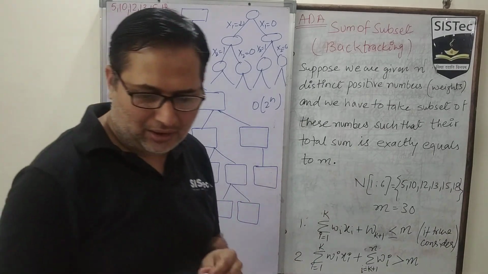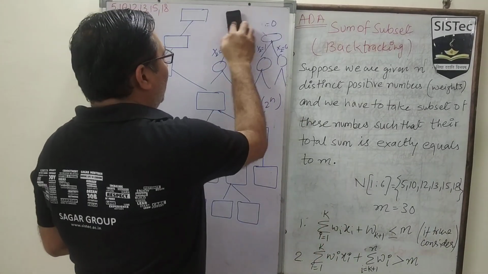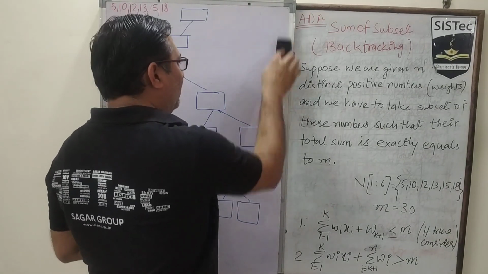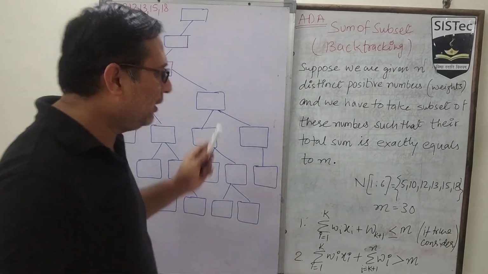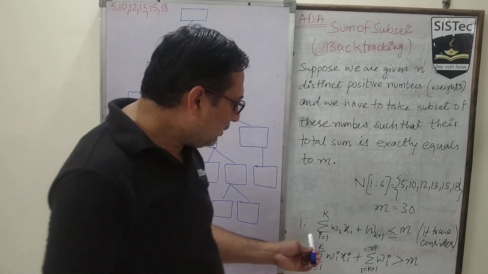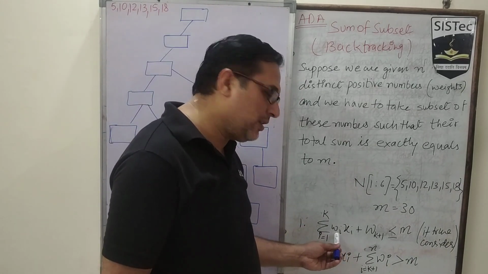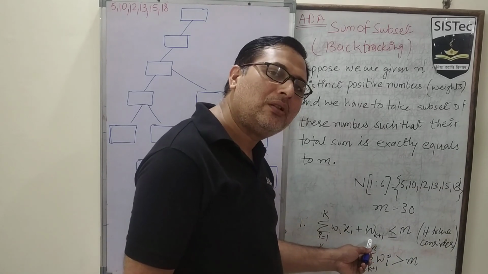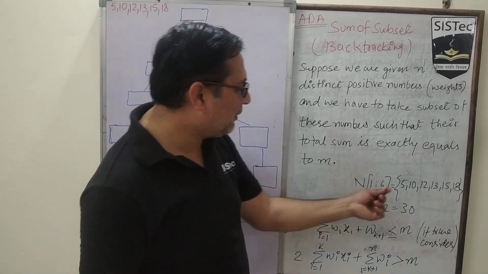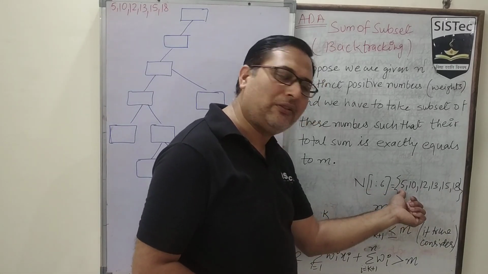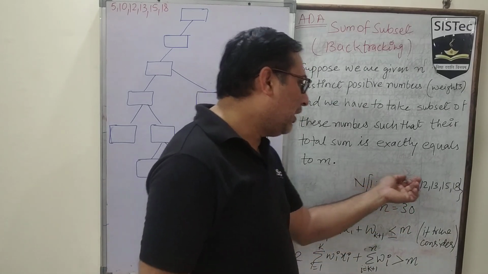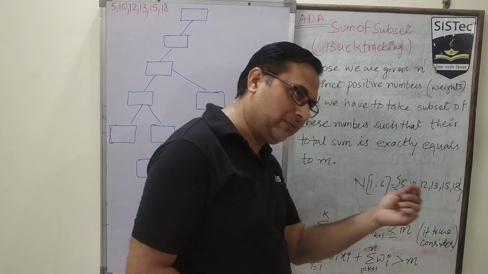Now we'll see how backtracking, by applying a bounding function, can reduce this 2 to the power n complexity. First of all, see what the bounding function will be. Here the bounding function will be: the sum of weights considered plus the next weight should be less than or equal to m. It means, suppose we have considered the first object, the weight is 5. 5 is less than or equal to 30. So we will keep selecting as long as this sum is less than or equal to 30.